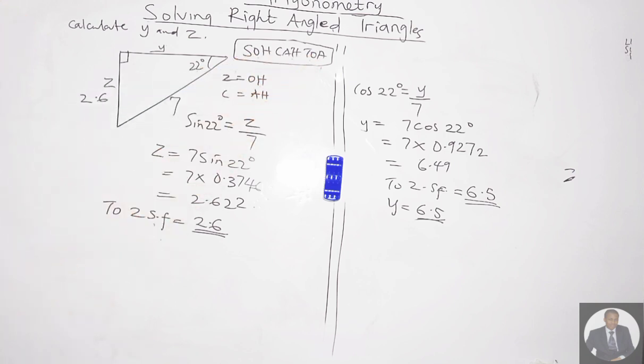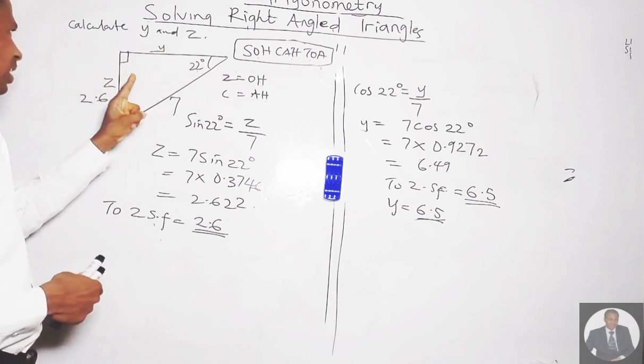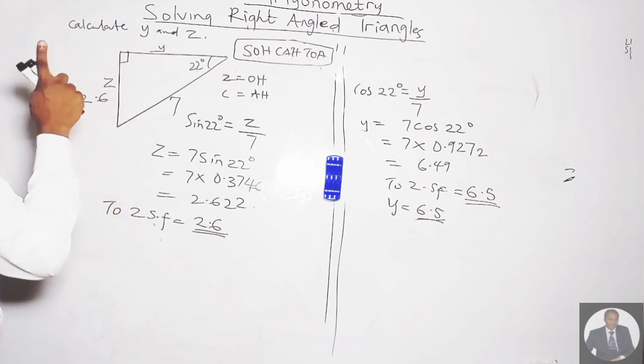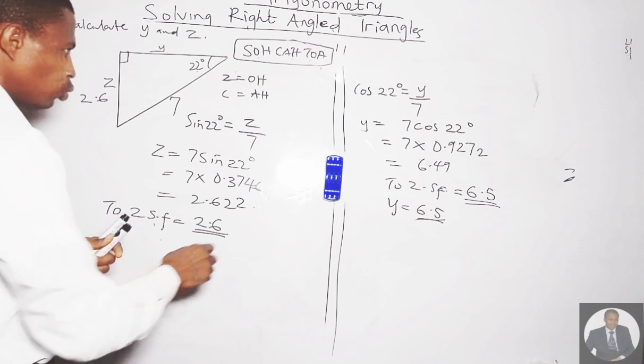So we can see the usefulness of these trigonometry ratios. They help us to find a missing side, an unknown side, once we are given at the least an angle, and then a side that is known.